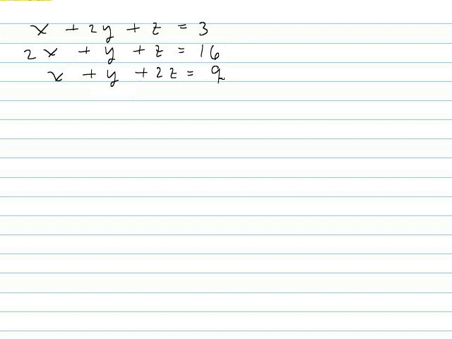So the goal is to find 3 numbers, x, y, z, an ordered triple, so that the x, y, and z would satisfy all of these equations. And the general process is to somehow convert this type of system of equations, where all 3 equations have all 3 variables in them, into something that I'm going to call an upper triangular system.